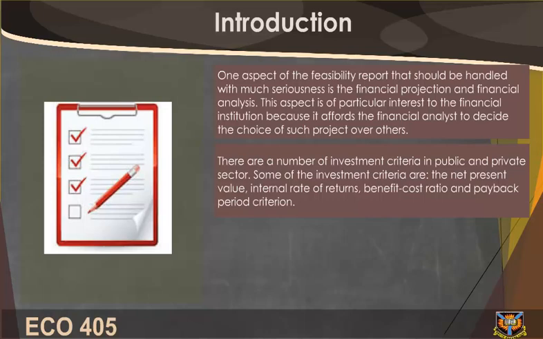Introduction. One aspect of the feasibility report that should be handled with much seriousness is the financial projection and financial analysis. This aspect is of particular interest to the financial institution because it affords the financial analyst the means to decide the choice of such project over others. There are a number of investment criteria in public and private sector. Some of the investment criteria are the net present value, internal rate of returns, benefit cost ratio, and payback period criterion.